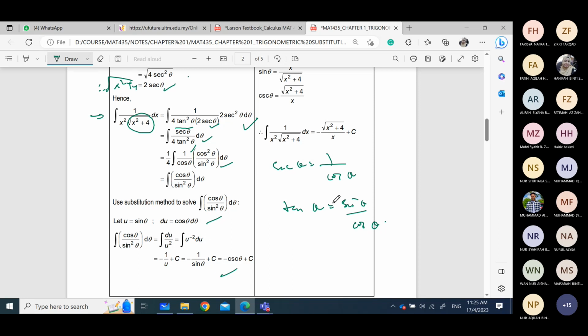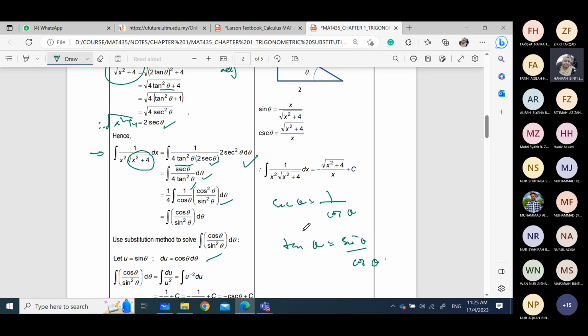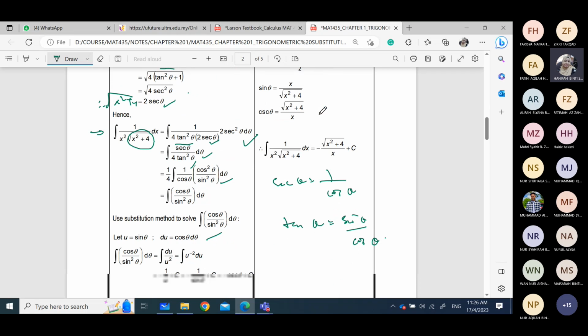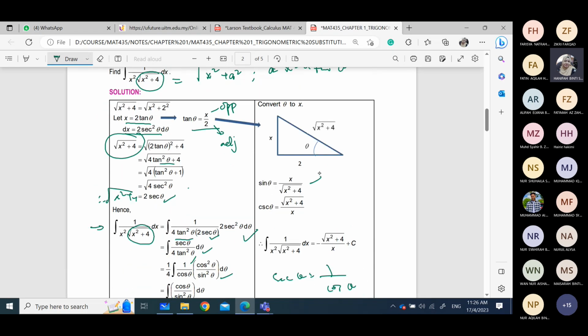Alright, so jangan lupa balikkan semula sebutan x. So cari jawapan dalam diagram ni. So kat sini ada sin theta. Sin theta is opposite over hypotenuse. And cosecant theta is 1 over sin theta. Cosecant, 1 over sine, betul. 1 over sine theta. Okay, so carilah, dia akan dapat jawapan ni. So this is the answer.